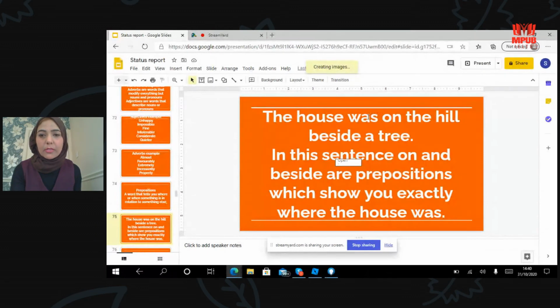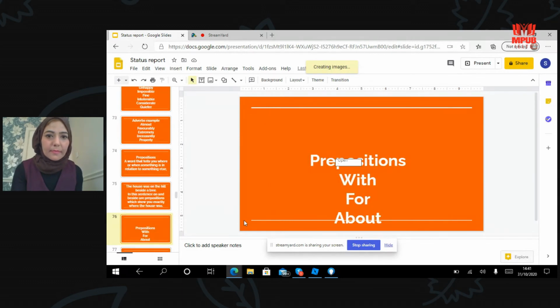So we know the house was on the hill. So on here is a preposition. Beside a tree, again, tells us exactly where the house was. So they are prepositions. Other examples of prepositions that are mentioned in my letter: with, for, about.